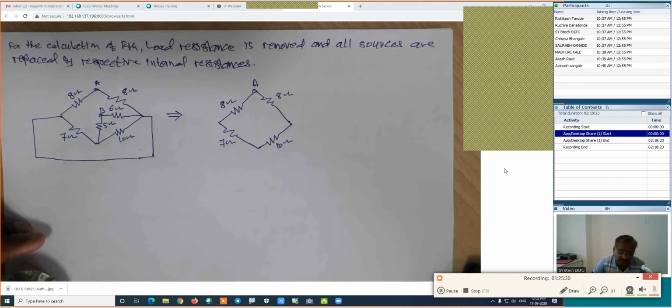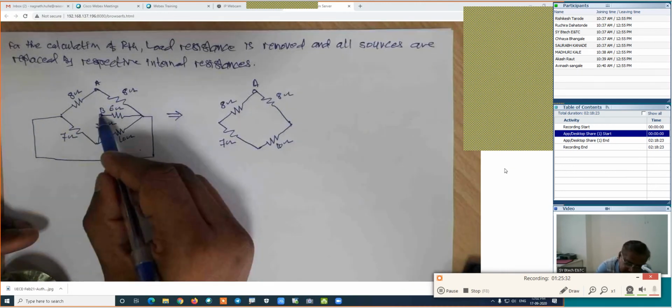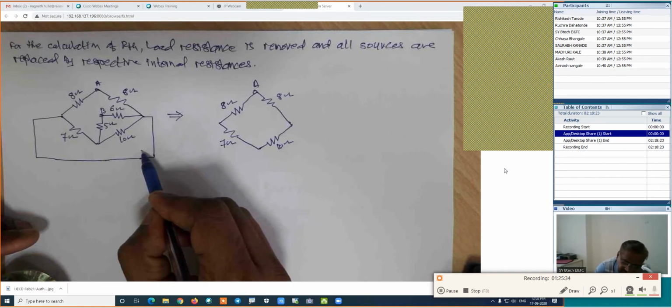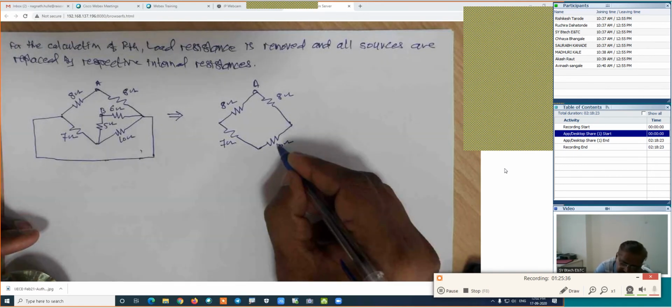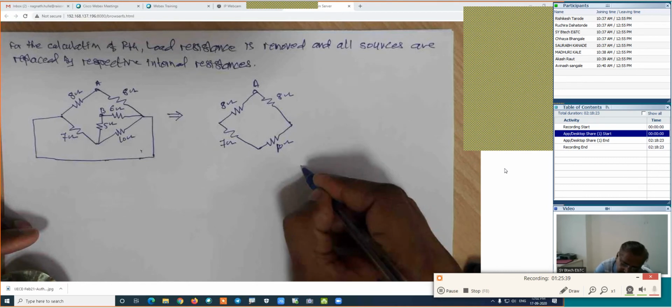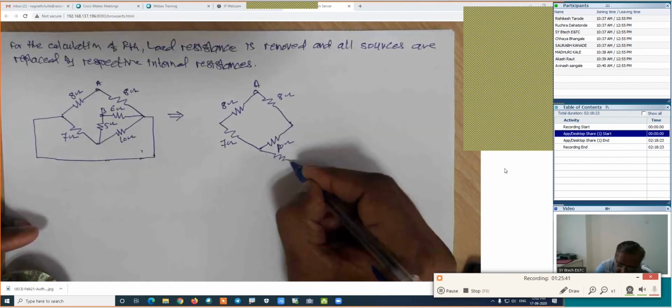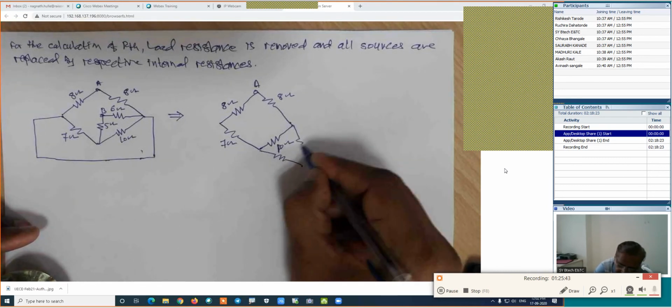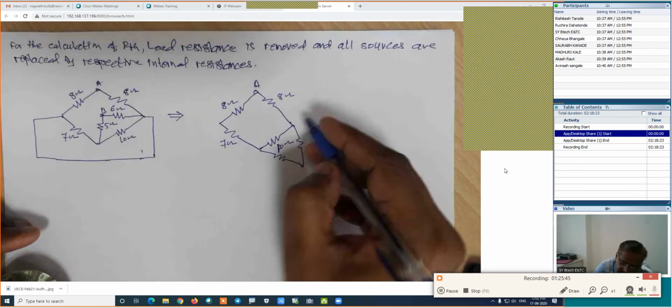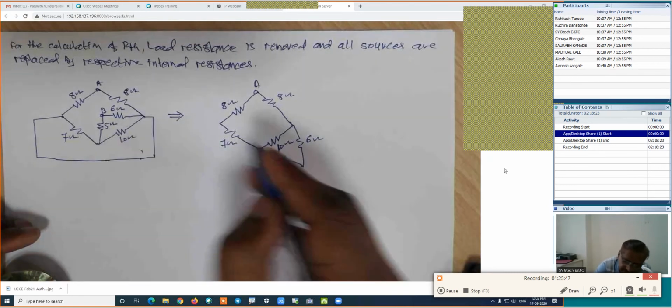Is it right? What I will do, I will pick up this point and take it outside. In that case, this is 10. In that case, here will be the point. This is one part. This is another branch. This will be the 6 ohm. This will be the 5 ohm.